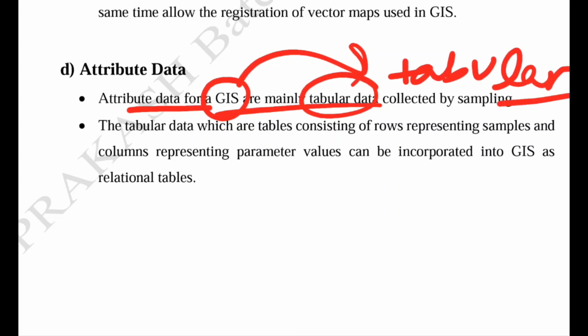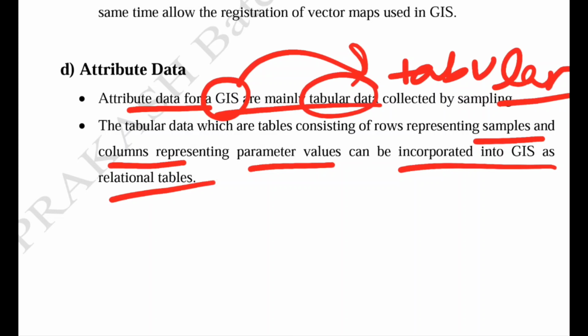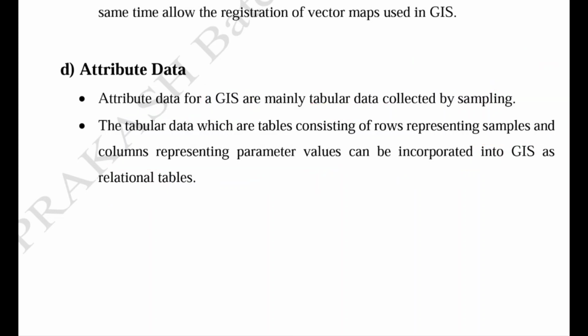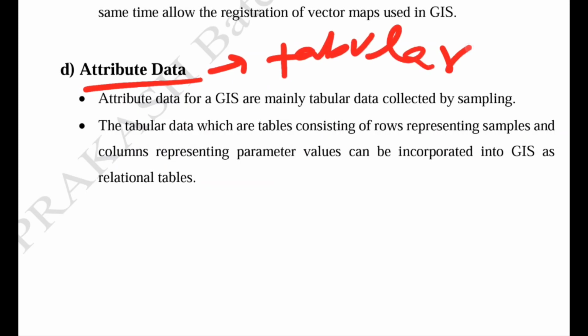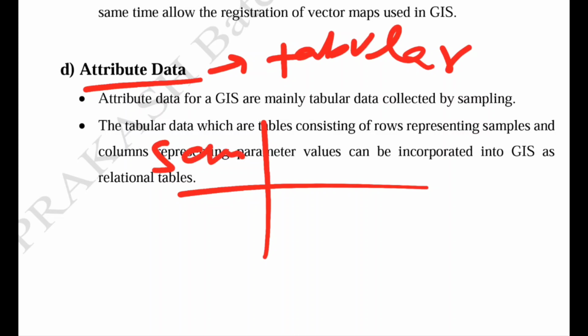Tabular format. The tabular data, which are tables, consist of rows representing samples and columns representing parameter values, and can be incorporated in GIS as relational tables. So one thing you have to understand here is that attribute data is stored in the tabular format in GIS. Means one thing is the sample and the other thing is the parameter value.